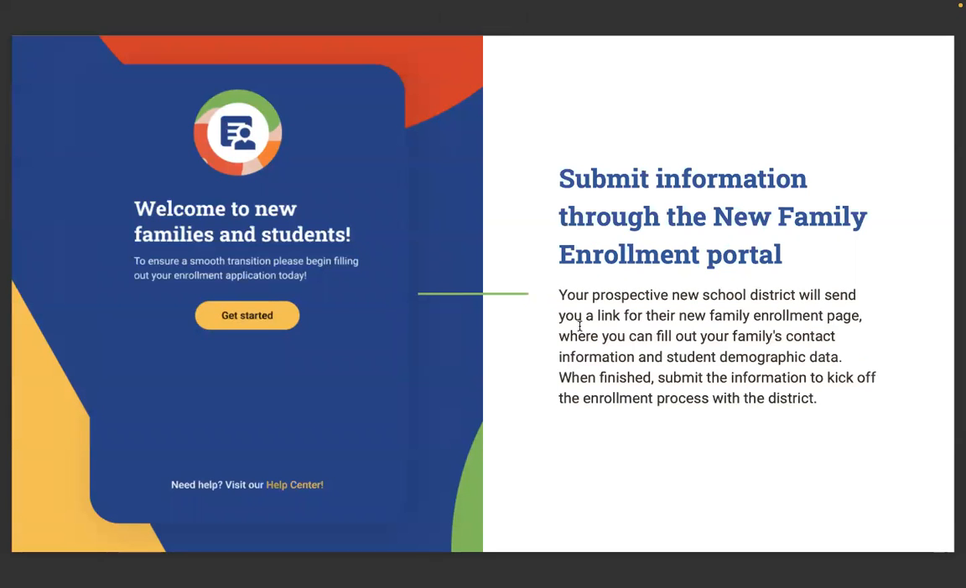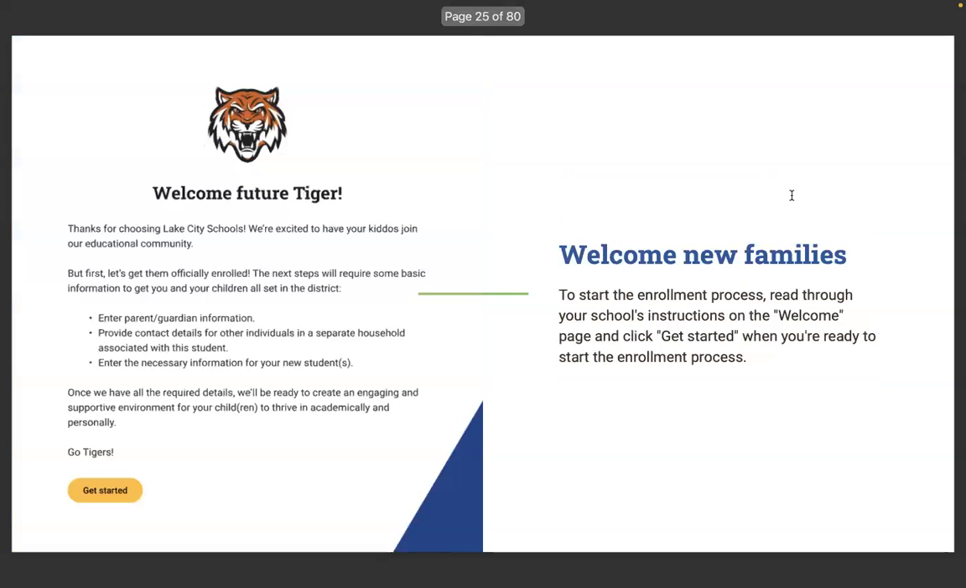Your prospective new school district, if you're a new family, will send you a link for their new family enrollment page where you can fill out your family's contact information and student demographic data. And once finished, submit the information to kick off the enrollment process with the district. And here's a look at what that will look like for families once they get that invitation. To start the enrollment process, new families, read through your school's instructions on the welcome page and click Get Started when you're ready to start the enrollment process.